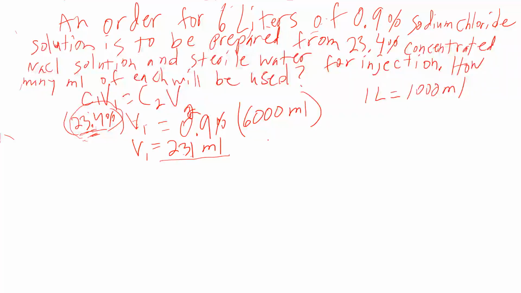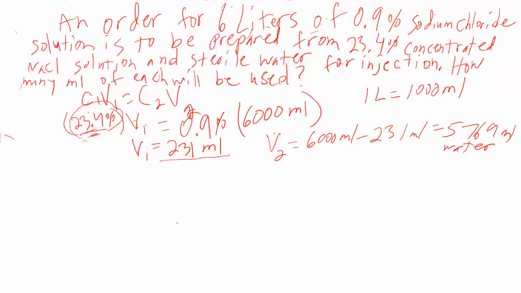And then if you want to figure out how much water there is, we know that V2 would be equal to 6,000 mils minus 231 mils, and that gives you 5769 mils of water.